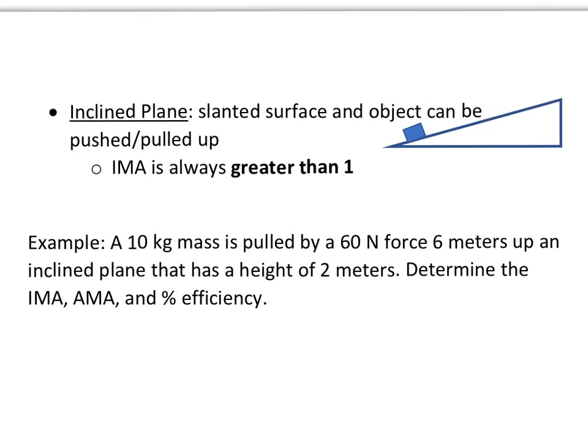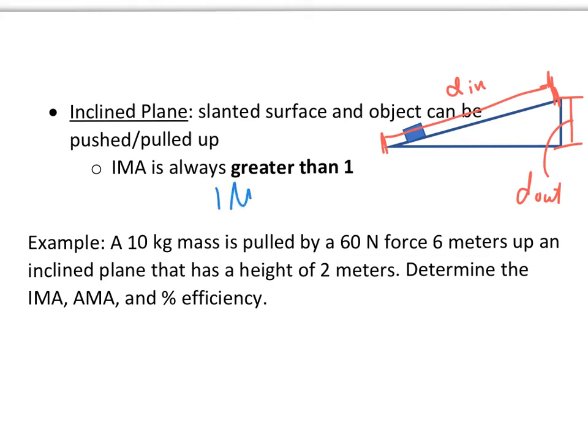So your input distance is going to be here. It's going to be the length that the object is pulled. So that's your input distance. Your output distance is going to be this, the height of the plane. So if you know your triangles, the input distance is the hypotenuse, the output distance is the height.